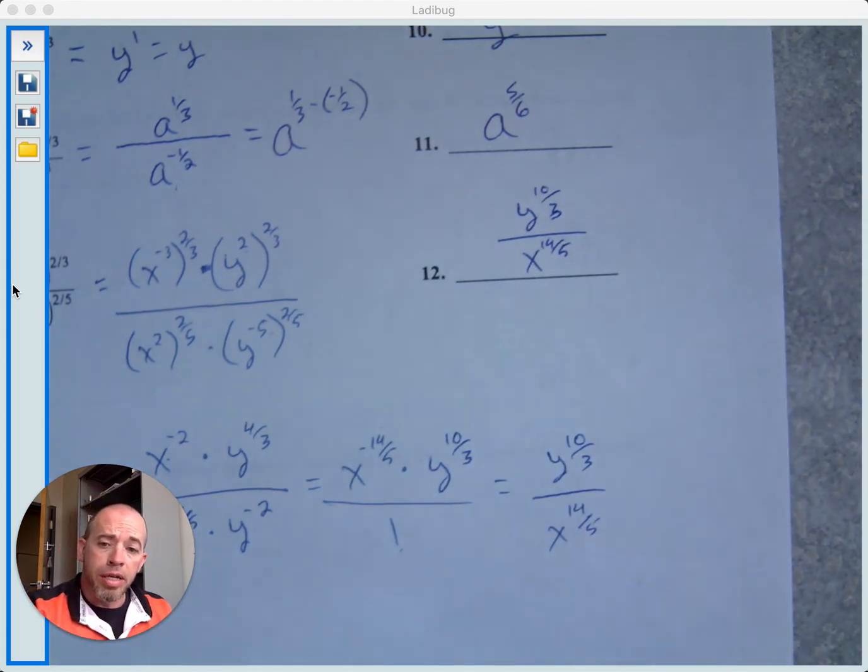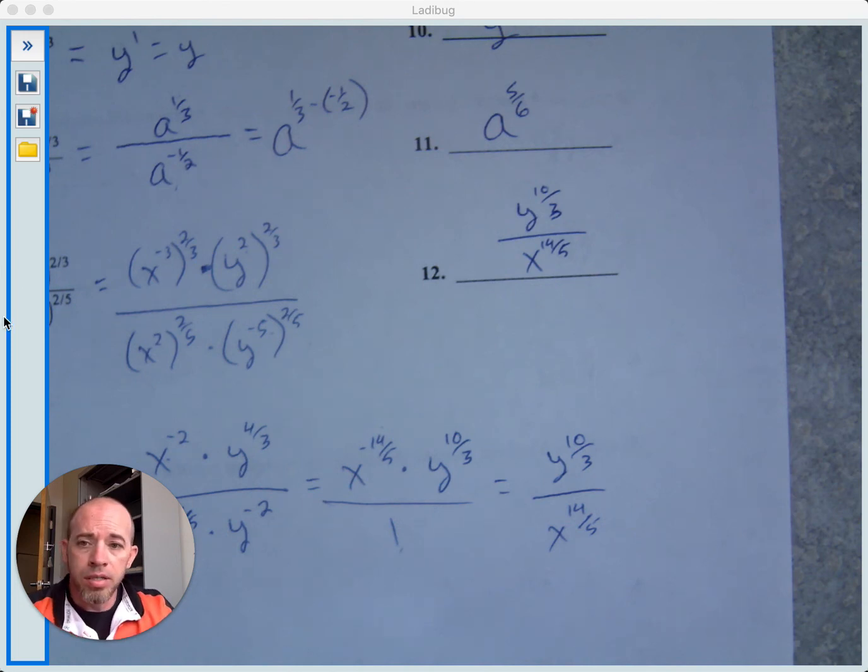Alright, I know that one is kind of complicated. You'll see a few like that in your homework. Don't forget to use the question help if you need to. Contact me if you need to. And that's it for section 10-2.